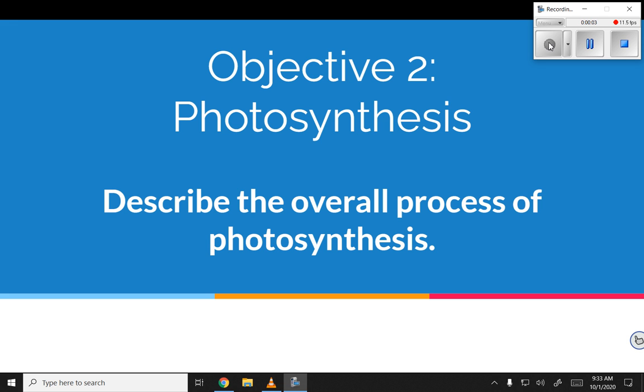Hi! Today we're going to talk about photosynthesis, just in general, so we can have an overview of the process before we do it in detail, which is our next two objectives. So today we're going to talk about chloroplasts, high energy electrons, and then the equation for photosynthesis, the inputs and outputs. So everything today is a high level overview.